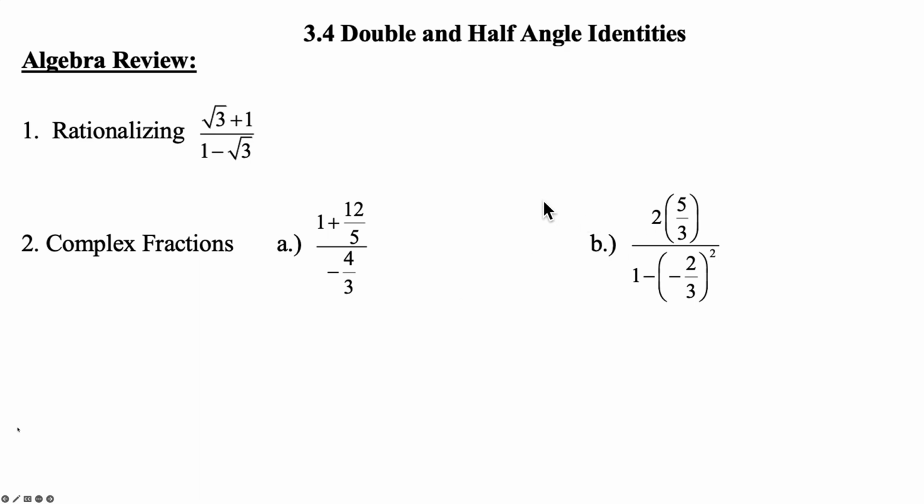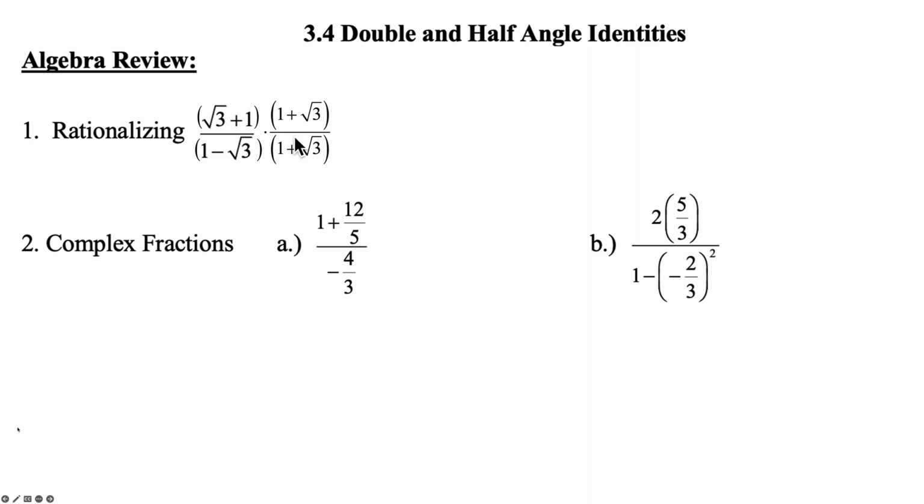All right, welcome to section 3.4. We'll look at a little algebra review because there's going to be a lot of rationalizing and complex fractions that we have to work with. So here we're going to turn these into binomials. We're going to multiply the top and the bottom by the conjugate of the bottom.